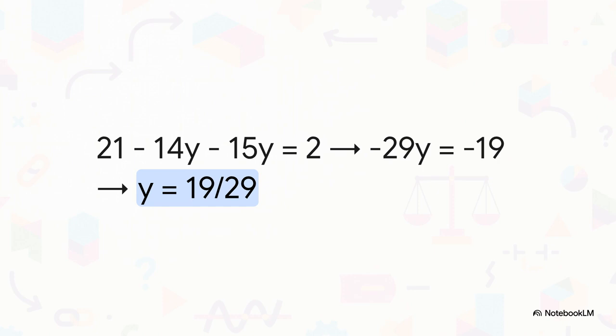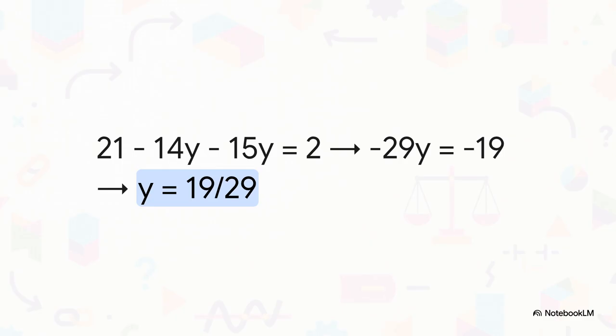We distribute the 7, which gives us 21 minus 14y. Then we combine our y terms together. So minus 14y and minus 15y gives us a big minus 29y. A little tidying up, and we get negative 29y equals negative 19. One quick division, and we have our answer. Y equals 19 over 29.